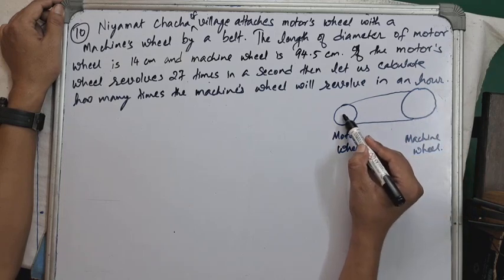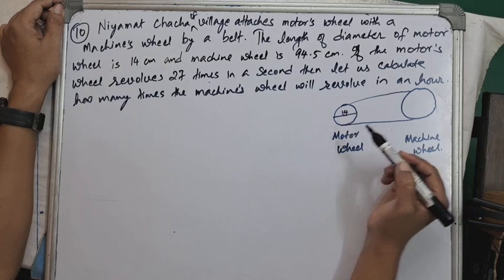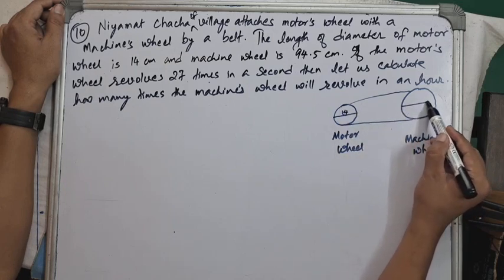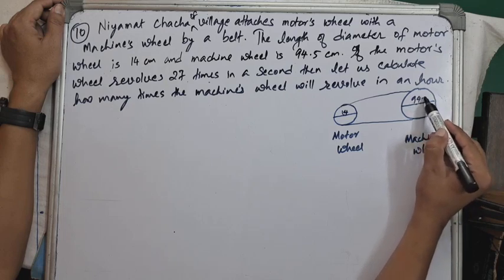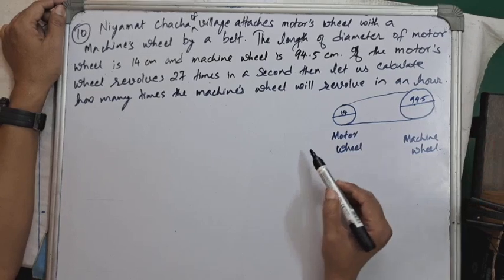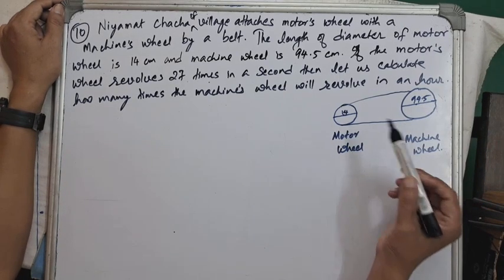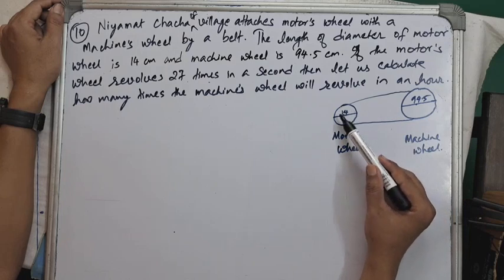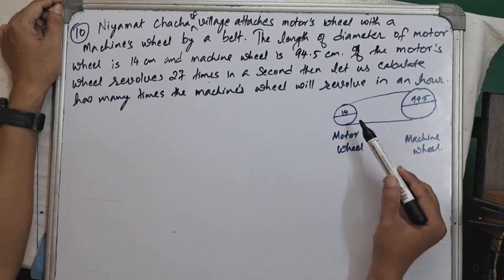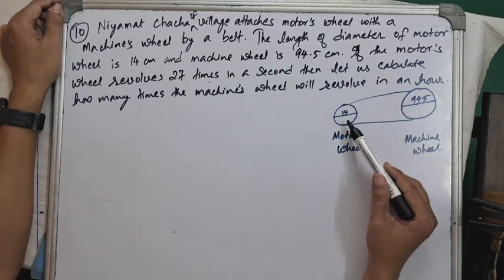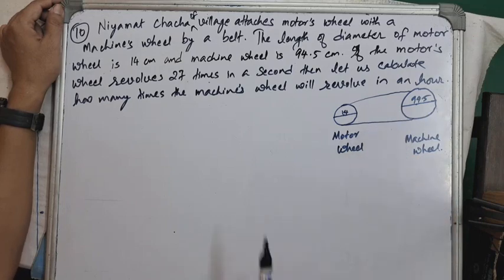Okay, the diameter of this motor wheel is given to us 14 centimeter and diameter of this machine wheel is given to us 94.5 centimeter. Okay, the most important thing which we need to understand here is, no matter how many times this motor will revolve or this machine wheel will revolve, but the distance covered by these two wheels must be same because they are attached with belt. Okay, so I hope you got this.